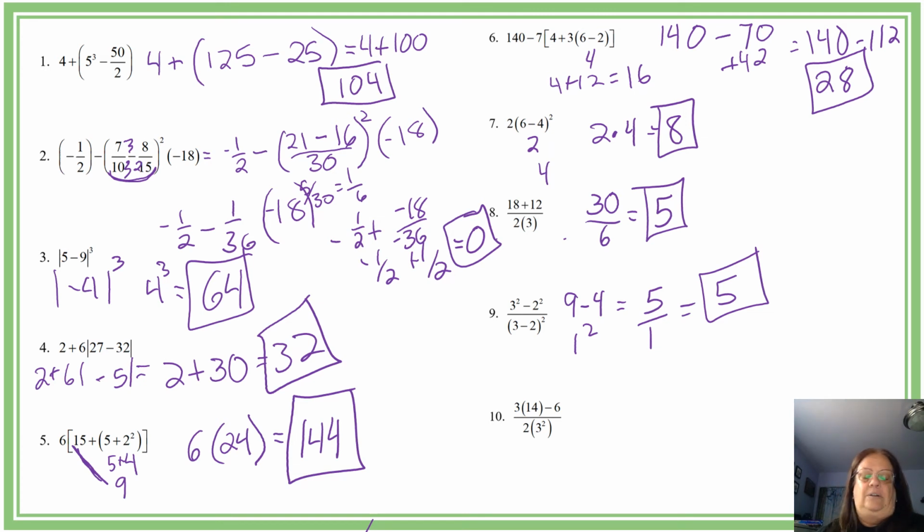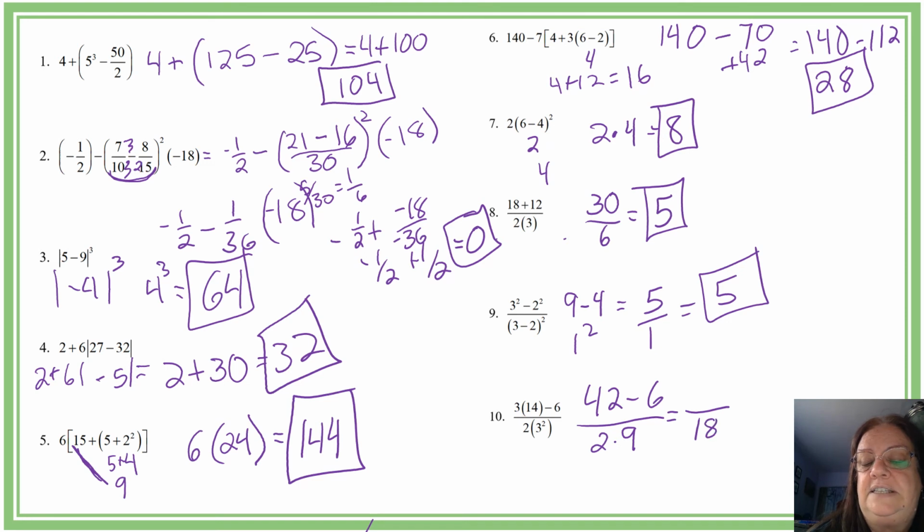All righty. One more practice on this screen. 3 times 14 is 30 and 12, 42, minus 6 over 2 times 9. Well, 2 times 9 is 18. 42 minus 6 is 36. Well, there's 2 18s in 36, so my answer is 2. Yay, we're doing it.